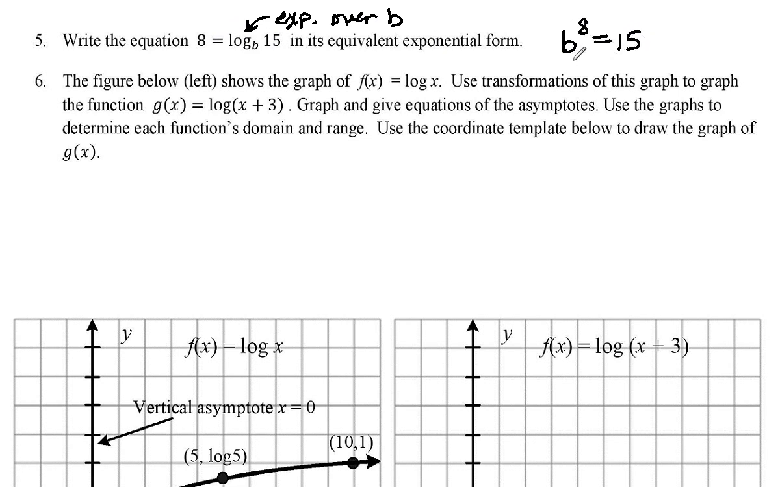Another way to think about that is exponentials and logs. These are like inverse functions of each other. So here the 15 was the input and the 8 was the output for the log function. So here the 8's the input and the 15's the output. Okay, so this is the equivalent exponential form. So no work to show there. Just switching back and forth because exponentials make more sense to us.